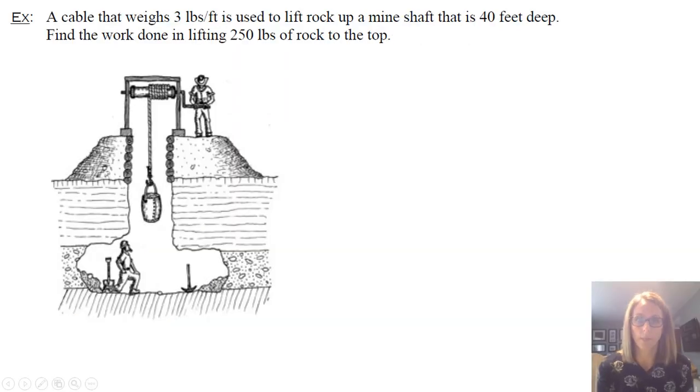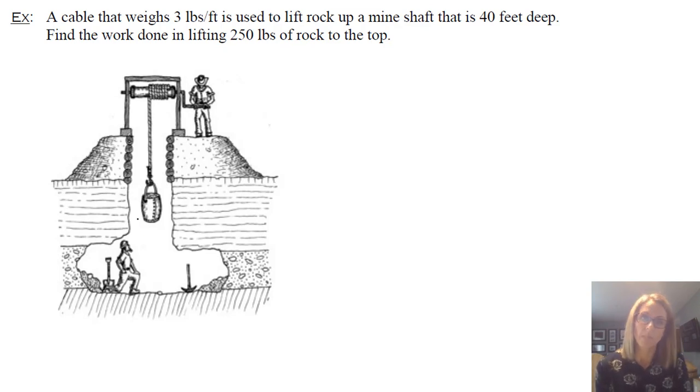So here's our first example. A cable that weighs 3 pounds per foot, so understand that we're talking about US units here, is used to lift rock up a mine shaft that is 40 feet deep. Find the work done in lifting 250 pounds of rock to the top.